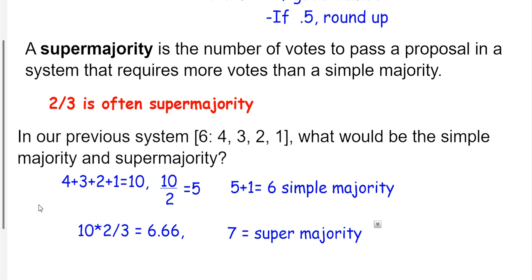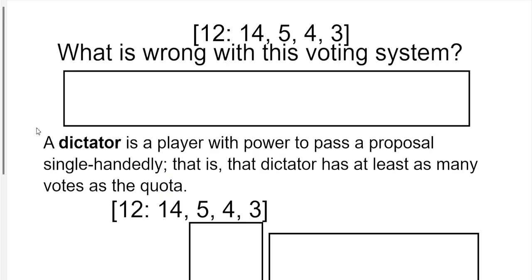Now be aware these notes will be posted online in case I'm going a little too fast in class or in the video. Now we've got some systems where we're going to have some different things like a dictator, a dummy, or someone who's powerless, right? So what is wrong with this voting system?